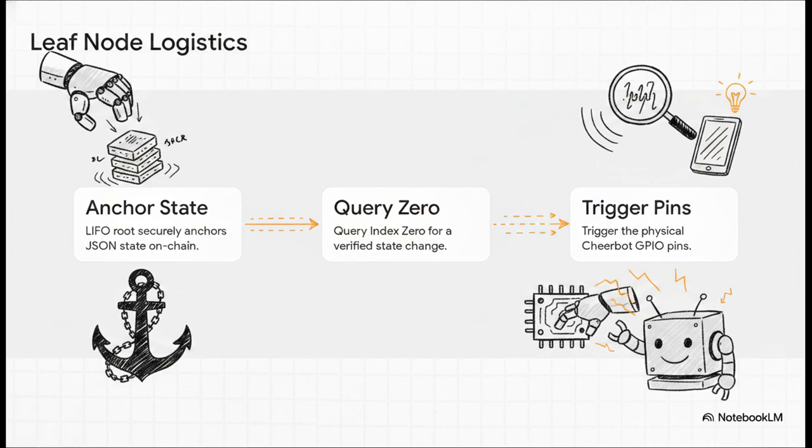Step 1, the LIFO root securely anchors the JSON data on-chain. Step 2, a localized device patiently queries index 0 until it gets a verified state change. And step 3, that change translates perfectly down to the physical edge, triggering the hardware of a localized microhost, something like the open source Cheerbot, for example.